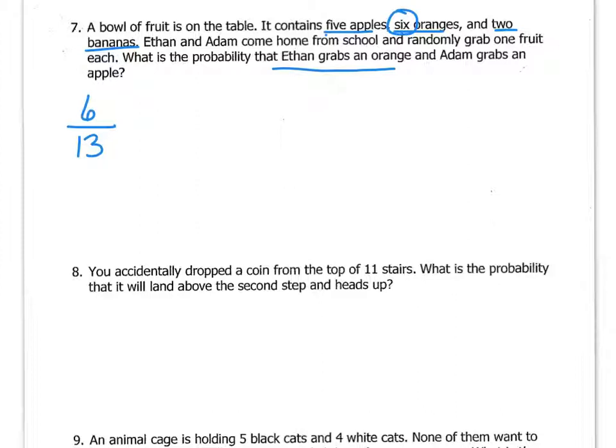So now if we look at the second probability, the probability that Adam gets an apple. Well, there are 5 apples in the bowl. But since Ethan grabbed one of the pieces of fruit out, there's no longer 13 pieces left, but there are 12 pieces left. So the probability that Adam's going to get an apple would be 5 out of 12.